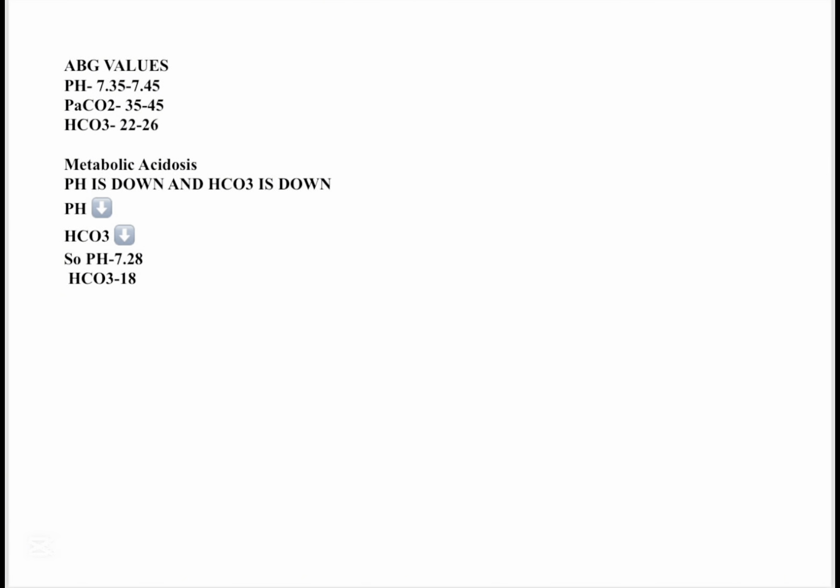So in metabolic acidosis, we did say that here the pH is down and the HCO3 is down. So acidosis, pH is down because the lower the pH, the more acidic the body is. So look at the pH here, given the normal range, which is 7.35 to 7.45. Here, the value that we have is 7.28, which is below that 7.35. So this is an acidosis problem. And the HCO3, the normal value is 22 to 26. Here, this is 18. So the HCO3 is also down. So this is a metabolic acidosis because the pH is down and the HCO3 is also down.